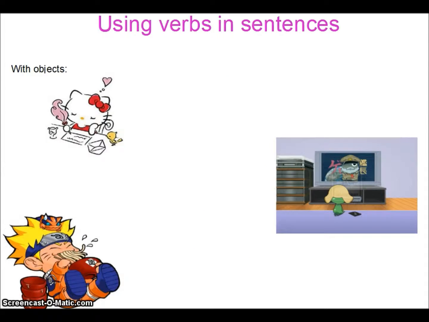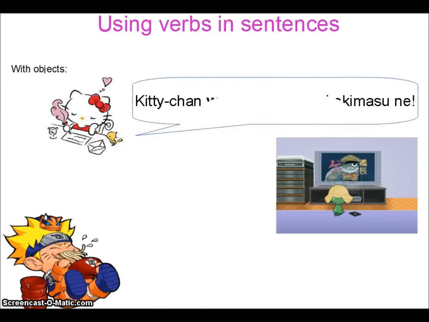Now, if we're using a verb in a sentence where there is an object, so it's subject wa something o, verb, it would go something like this. We see this bird here, and he's watching Kitty-chan, who's writing a love letter, and he says, Kitty-chan wa rabureta o kakimasu ne. Hello Kitty writes a love letter.